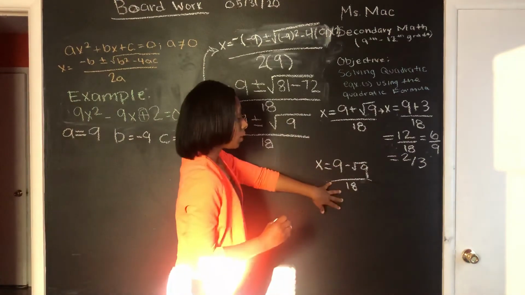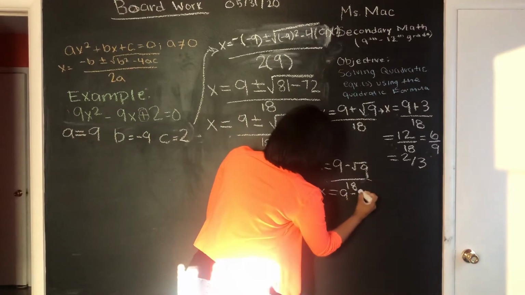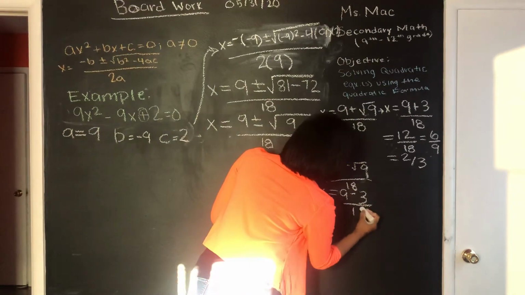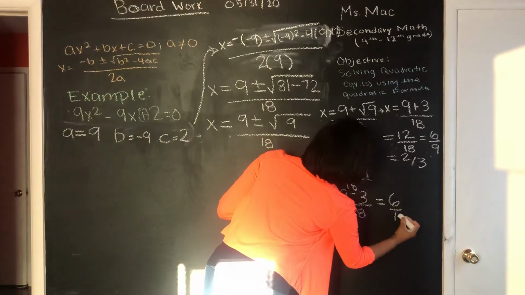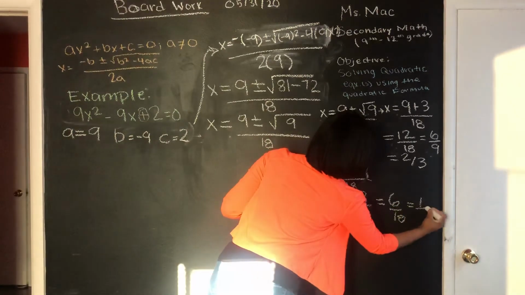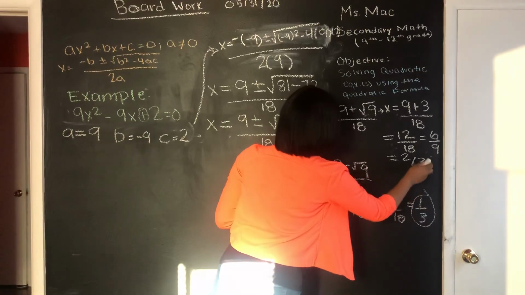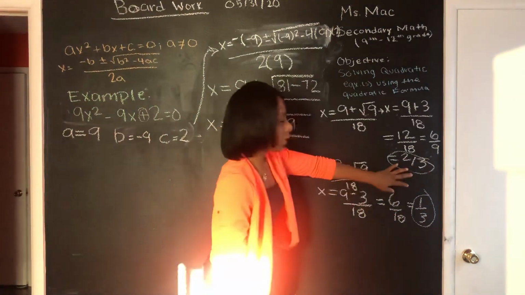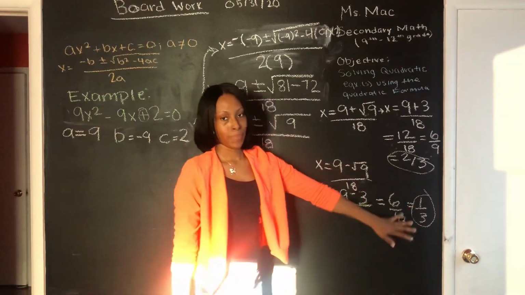The next one, same thing. So x is equal to 9 minus 3 over 18, which is equal to 6 over 18, which is equal to 1/3. These are your two answers, your two solutions. 2 over 3 and 1 over 3. We're all set.